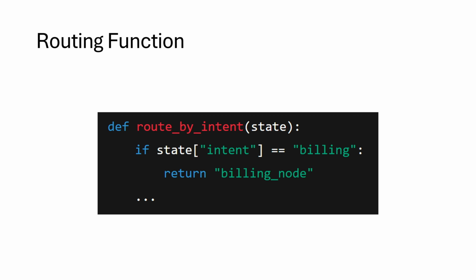So routing is what makes it actually intelligent. This function decides where the graph should go next based on the state. One thing to notice here is that it doesn't call the node, it just returns a node's label, which tells LangGraph which node should be executed next. There's another way using which we can directly call another node.